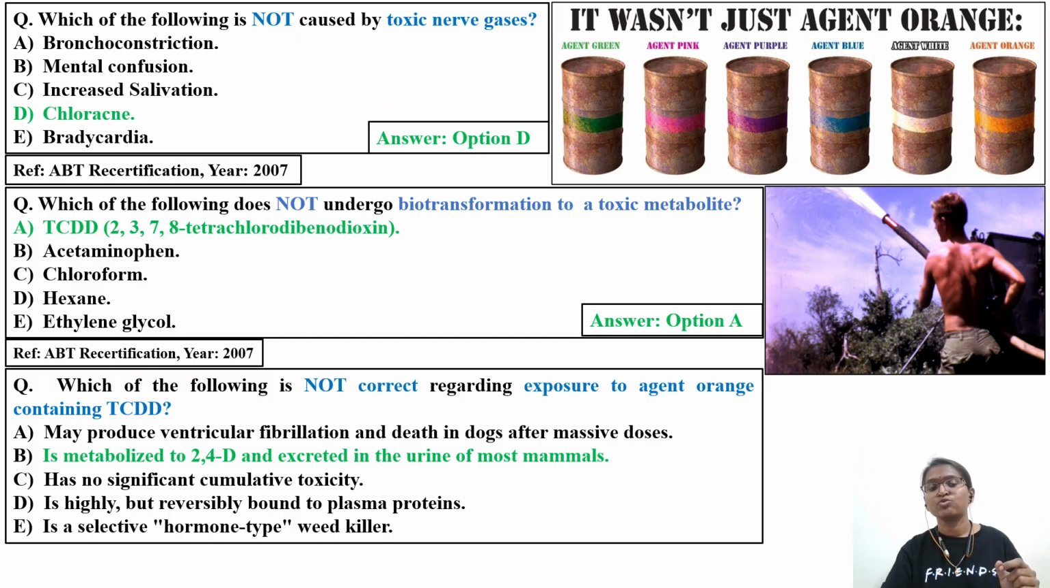Is metabolized to 2,4-D and excreted in the urine of most mammals. The metabolism in mammals is lesser, so this is not the right answer. TCDD has no significant cumulative toxicity, right? TCDD is highly but reversibly bound to plasma protein. TCDD is a selective hormone type weed killer. That's why it is auxin, plant hormone auxin.